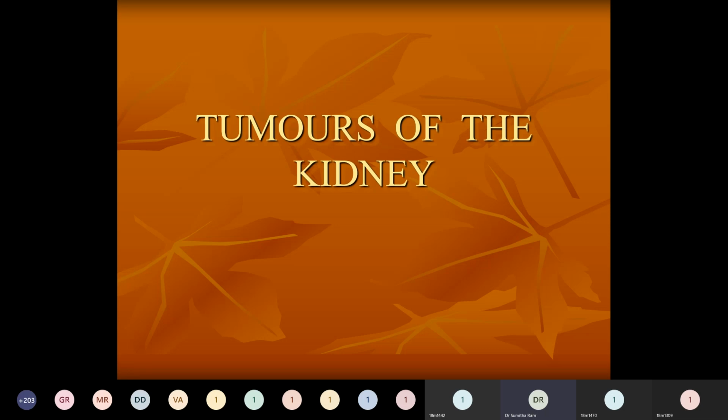Now I was talking to you about the gross and microscopy of oncocytoma. On the left is the gross picture. What you can see is a large well circumscribed tumor of the kidney with a central scar, and it has a typical tan or mahogany brown color.